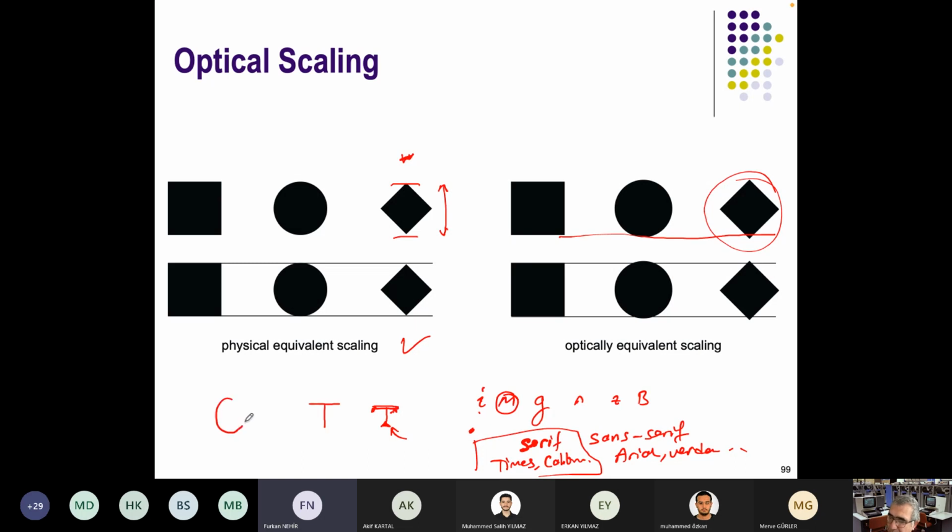We don't focus on geometric shape directly. We focus on certain well-known, differentiating parts. So, for example, a serif font does this for the letter O, so it is perceived better.